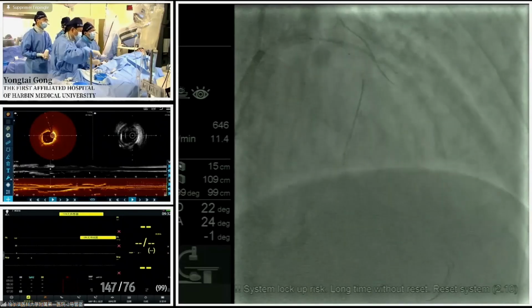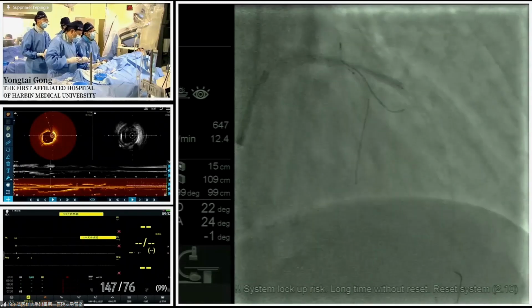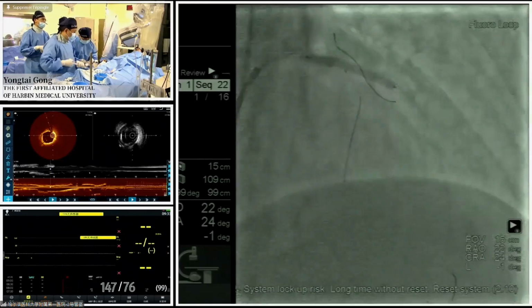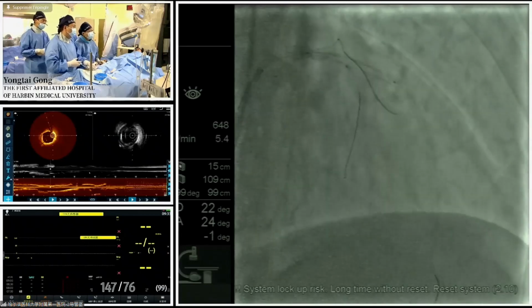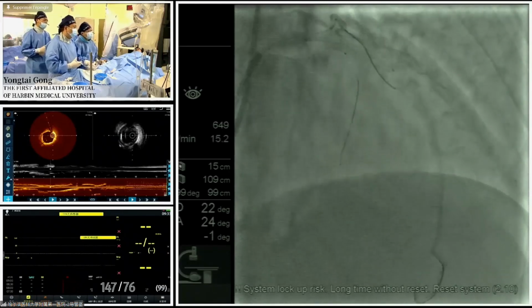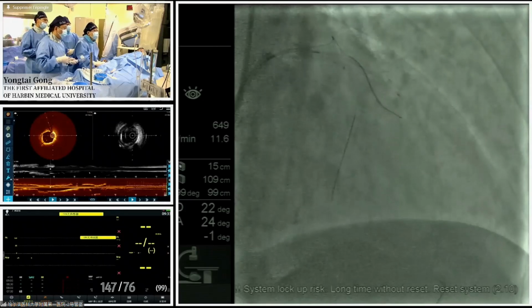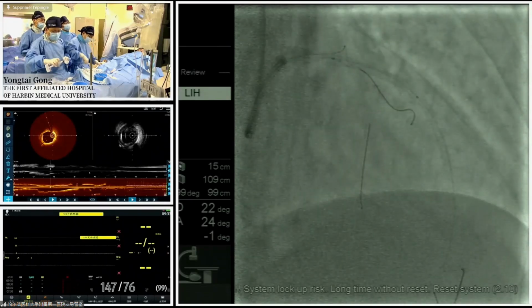So let's see how the stent is going to be expanded well. Yes, here for this case Dr. Gong used a small balloon to protect the septal side branch, because the septal branch is maybe about 15 over 60 millimeters, kind of long. And this is the first bigger stent.